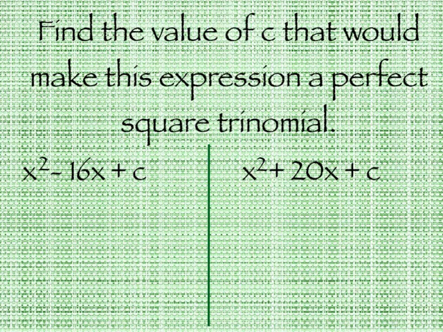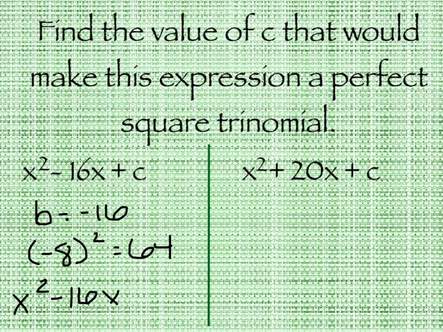So let's play around with this. If every time c is the square of half of b, let's find what c is for both of these equations. Here I know b equals negative 16. Half of b would be negative 8. And we want to square that. 8 times 8 is 64. So a perfect square trinomial would be x squared minus 16x plus 64. Now, a really cool thing to note is that when we factor this, this is going to be x minus 8 squared.